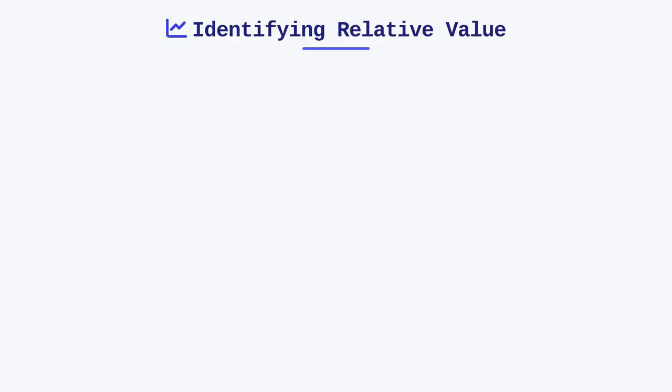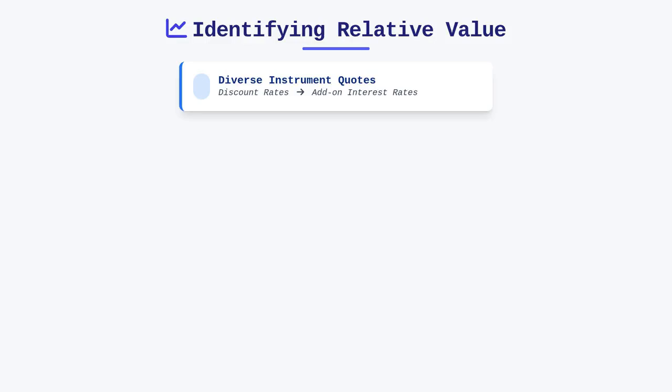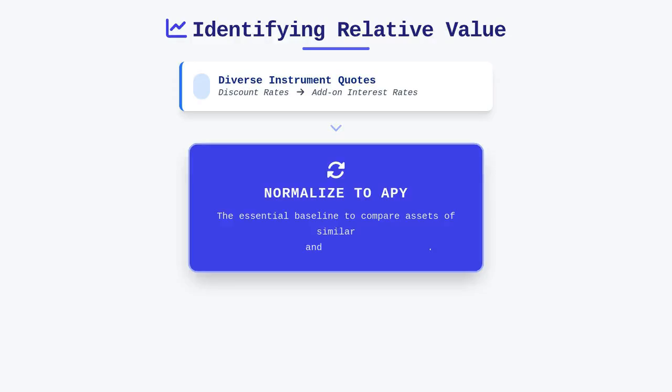Identifying relative value is the ultimate goal of these mathematical exercises, as it dictates the profitability of institutional cash management. When presented with two instruments, one yielding a discount rate and the other an add-on interest rate, your first step should always be to normalize both to an annual percentage yield. This process reveals which asset provides a higher return for the same level of credit risk and liquidity profile.